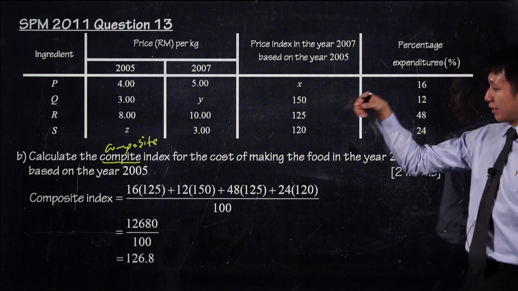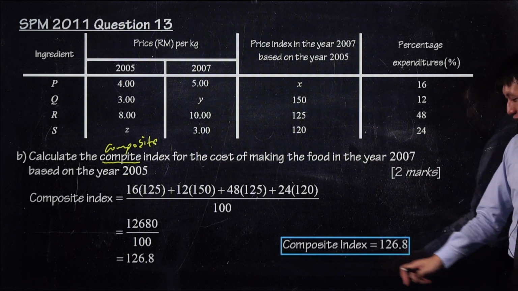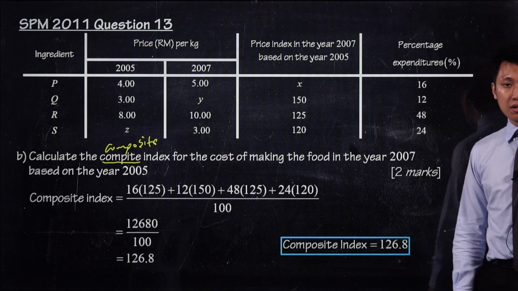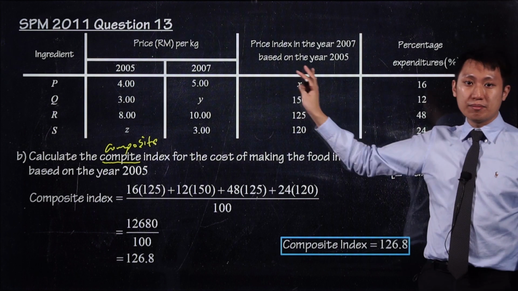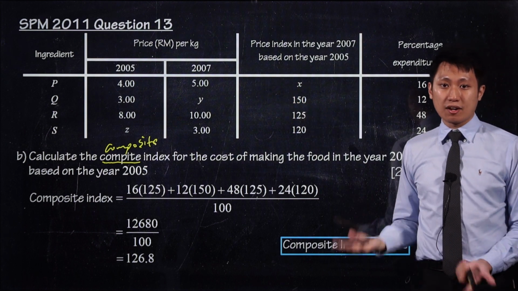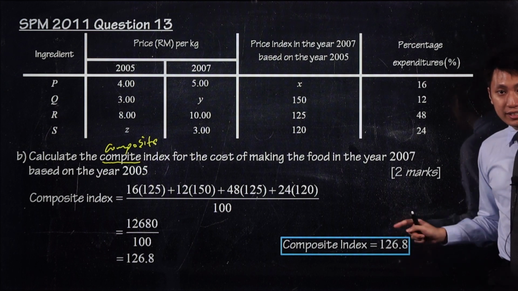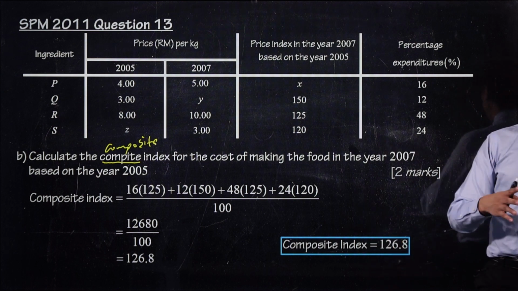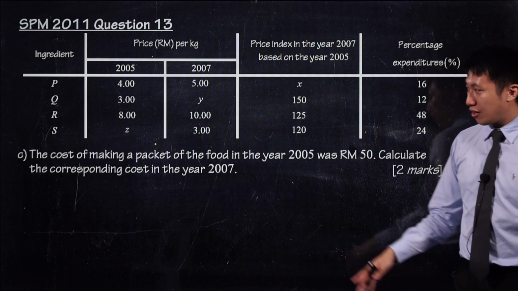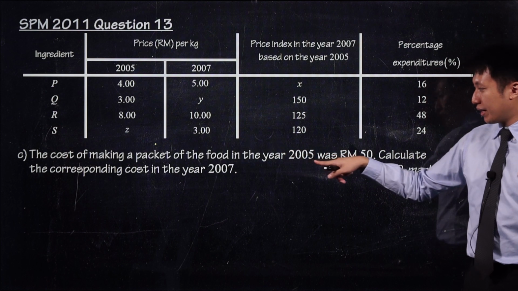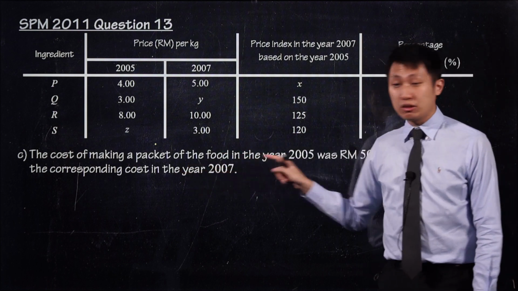So it's increased by 26.8%. Composite index is 126.8. So you see, every year there will be some parts where you have to fill in the blanks. Some parts ask you to find the composite index. Then the other part is that you need to make use of this composite index to find the corresponding price. The cost of making a packet of food in year 2005 is 50. Calculate the corresponding cost in 2007.